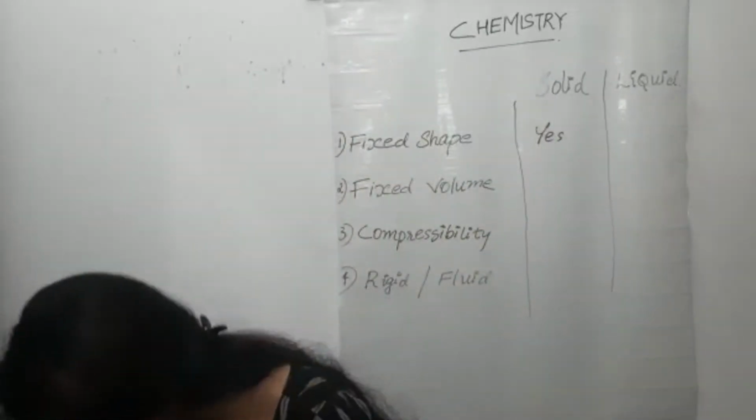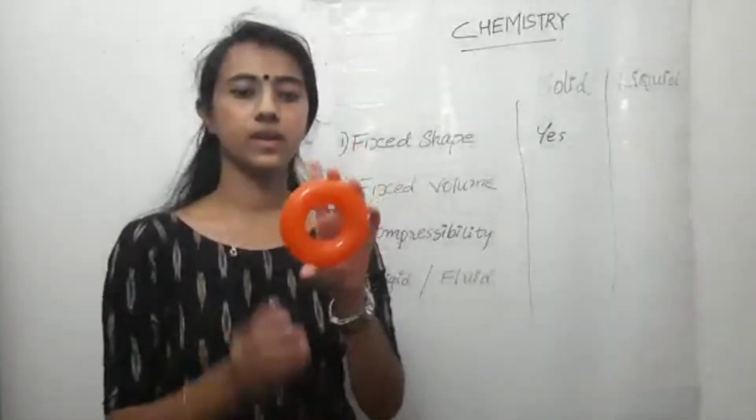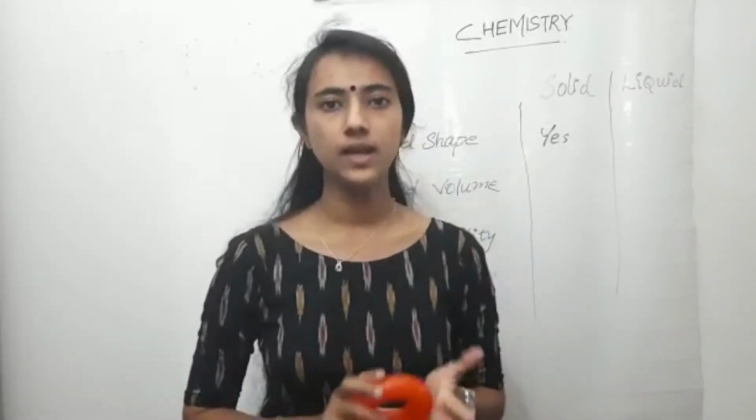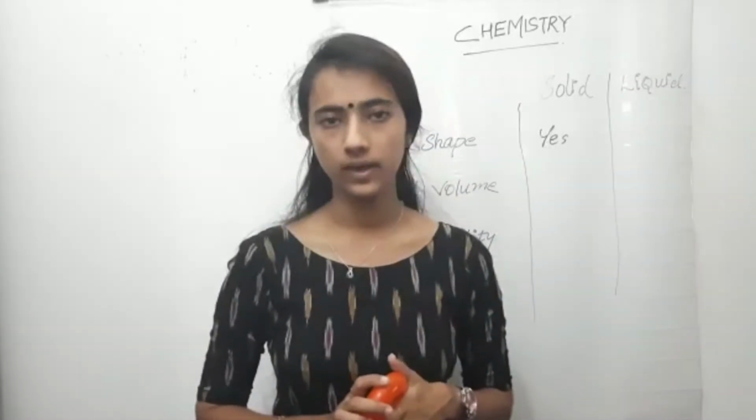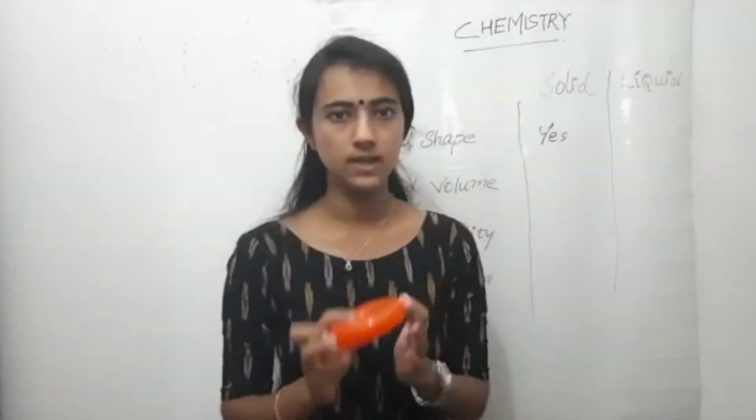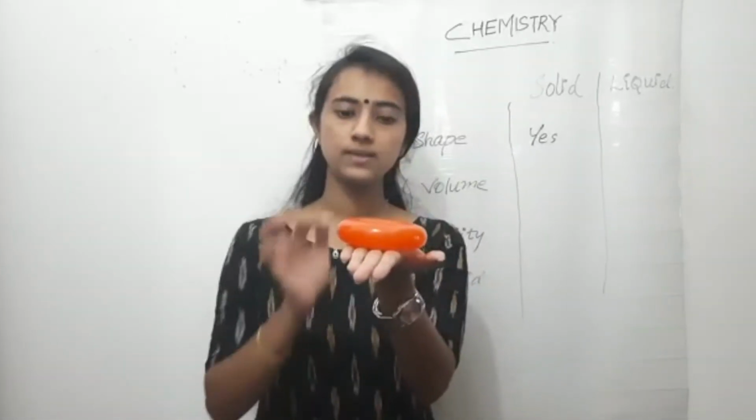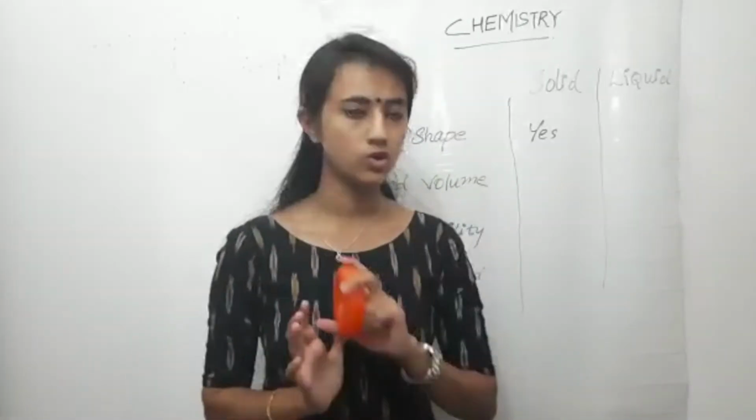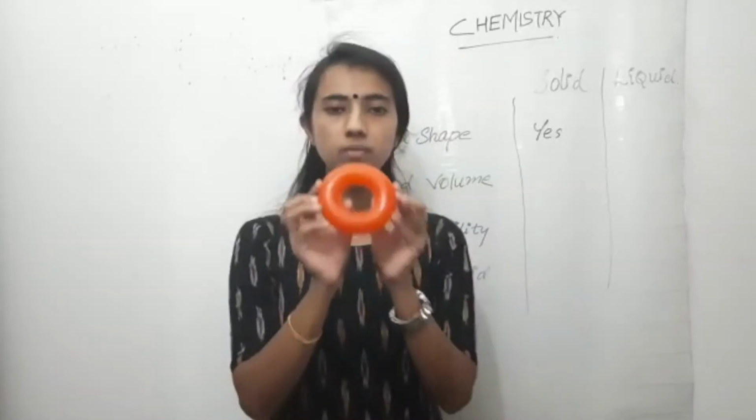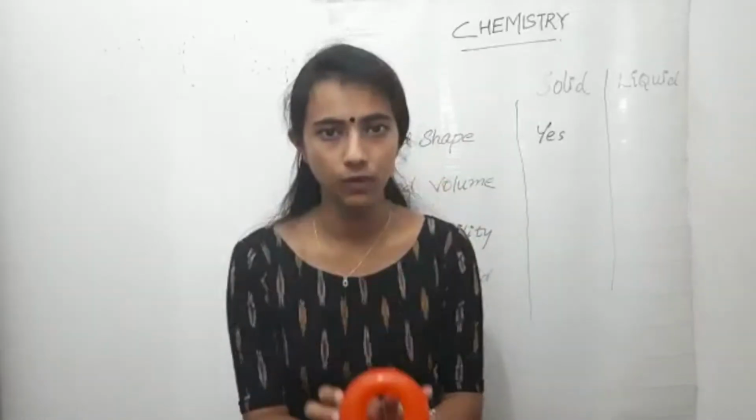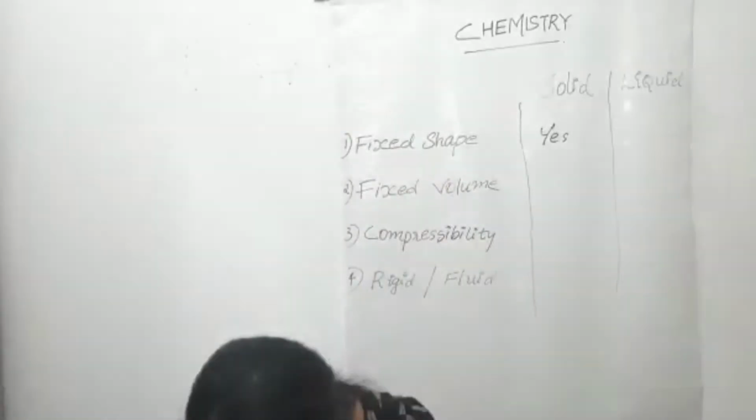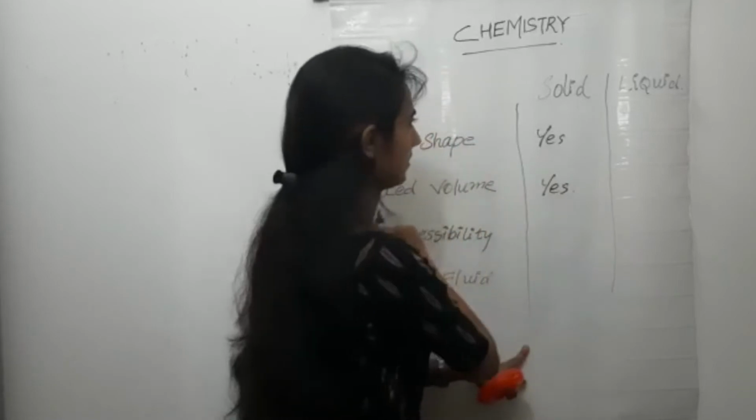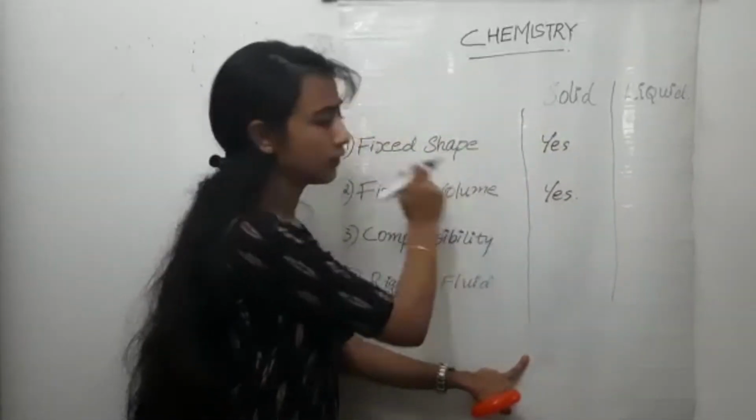When I take this circle and place it on a table, it occupies a space. Then when I place the same circle in my hand, it occupies the same volume which is occupied on the table. So the volume is not changed. We can't change the volume of a solid. It occupies the same volume wherever we put the solid. So the volume is also fixed. For solids, it has a fixed volume.